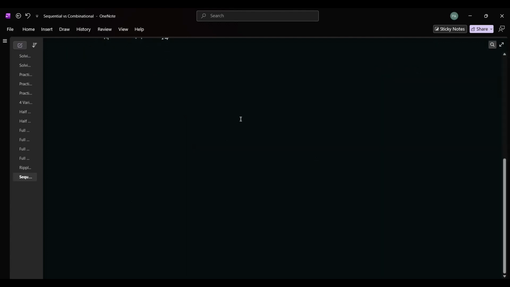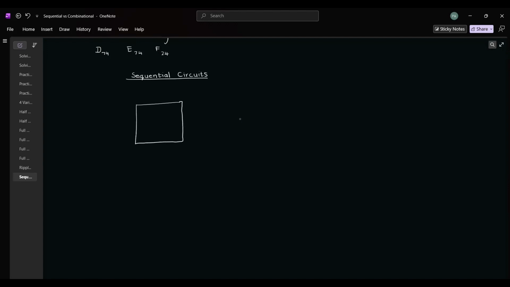And there is the opposite, which are called sequential circuits. Let's say we have a circuit block and let's call it S0. Let's say there are three inputs A, B, and C, and there is the output F. And then there is also another output, let's call it G. So we have two outputs here.